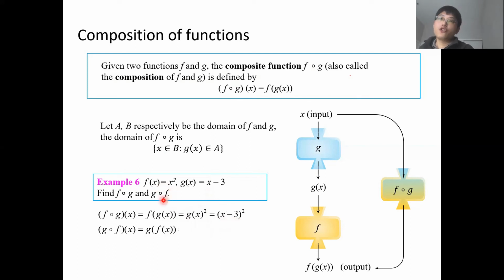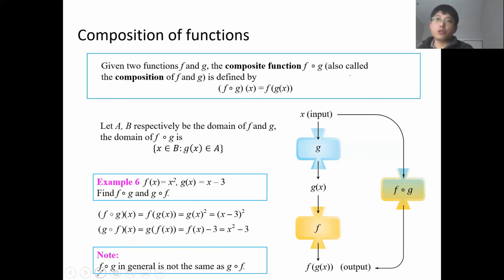On the other hand, g circle f, by definition, is g of f of x. Well, g sends x to x minus 3, so g sends f of x to f of x minus 3. And now you can plug in f of x being x squared, so what you get is x squared minus 3. Right, so from this example, you should note that f circle g in general is not the same as g circle f. So please be very careful when you're trying to carry out the computation.